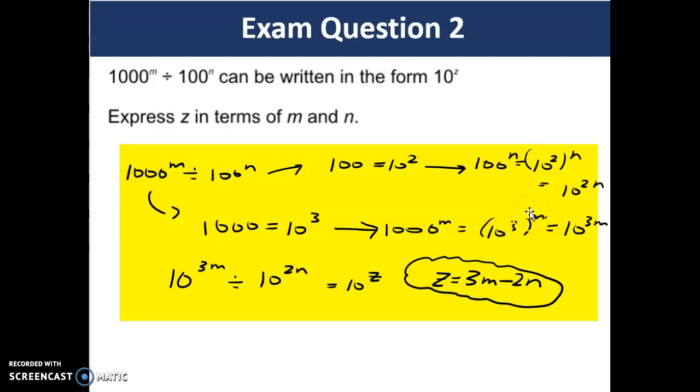But remember, when it's a bracket of something, in this case, you really just times them together. Same thing for 100. 100 is 10 to the power 2, which is 10 times 10. You do that, you get 10 to the power of 2n. So altogether, when you write this down, you get 10 to the power 3m divided by 10 to the power of 2n to give you 10 to the power z. So really all you're saying is this guy minus this guy will give you this guy as your final answer.